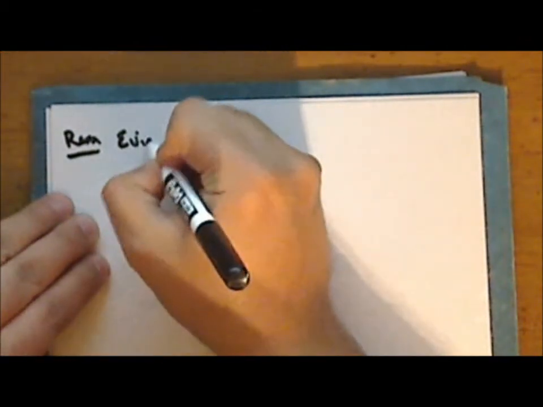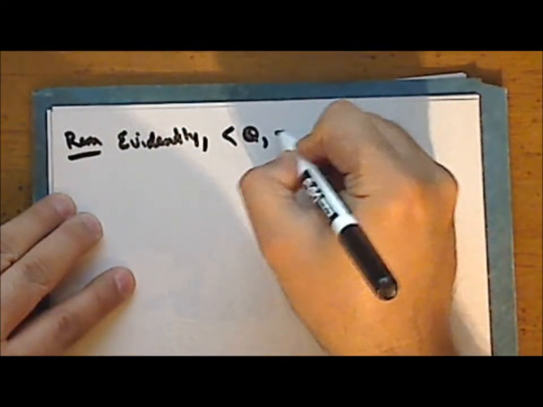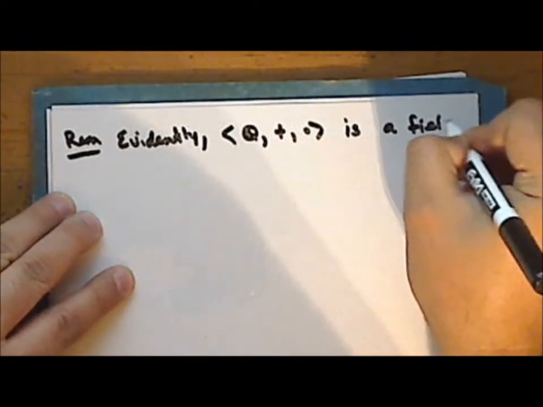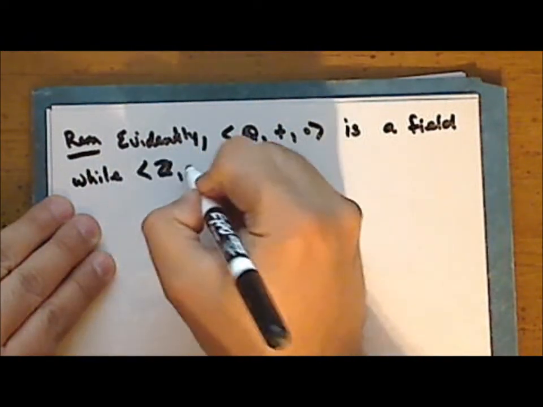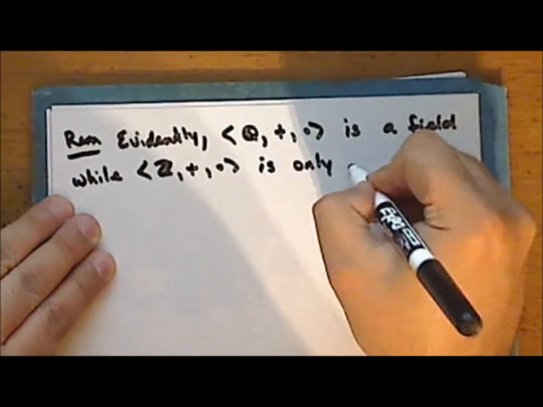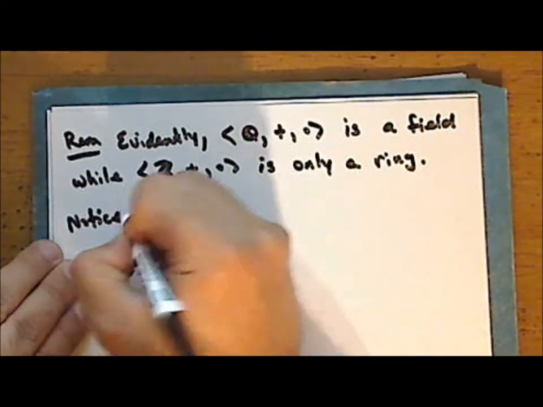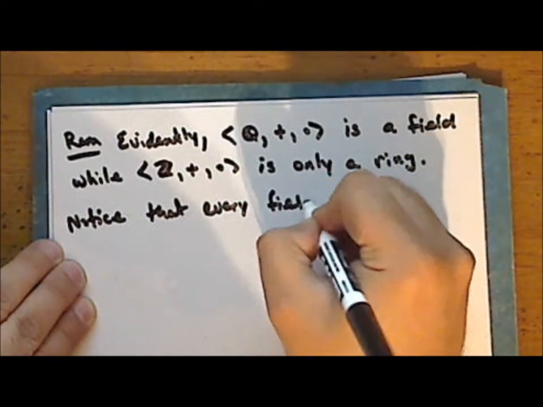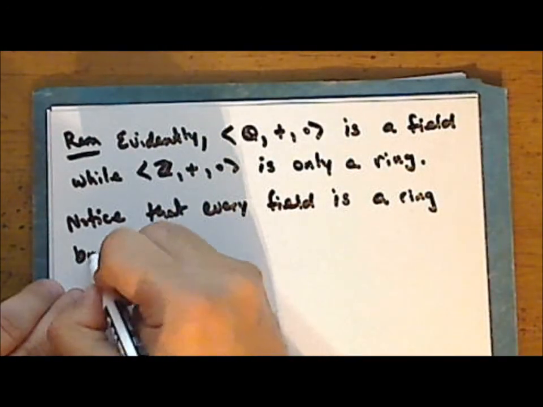So evidently, the rationals, together with normal addition and normal multiplication, is a field, while the integers, together with normal addition and normal multiplication, is only a ring. So notice that every field is a ring, but not every ring is a field.